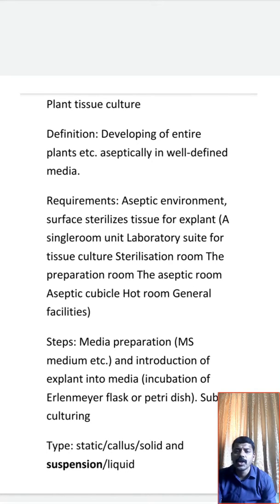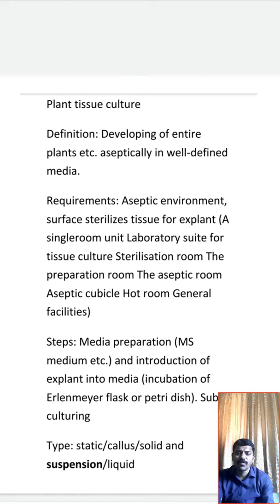So developing of entire plants or organs or tissues or group of cell in vitro, that is in laboratory, using controlled aseptic conditions in a well defined media is called plant tissue culture. Let me repeat: cultivation of entire plant, group of cell, that is tissue, organ, using well defined media in an aseptic environment is called plant tissue culture.